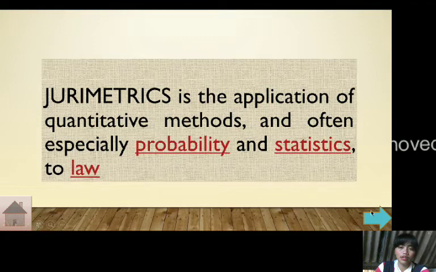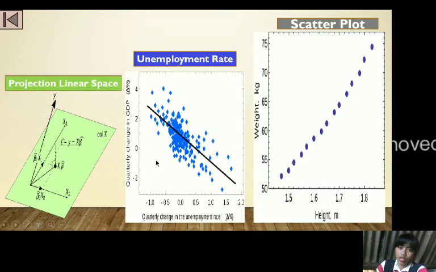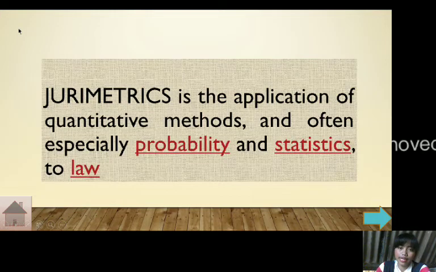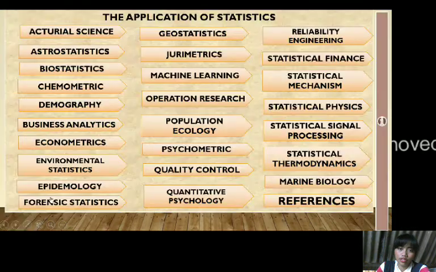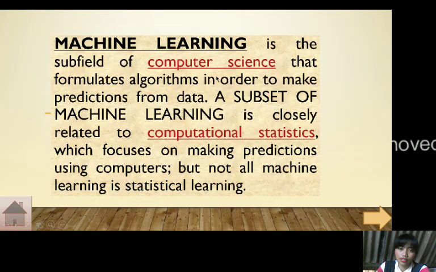So, here are the examples of statistics in geometrics. Here we have a projection, linear space, unemployment rate, and scatter plot. So next we have here machine learning. So what is the use of statistics in machine learning?